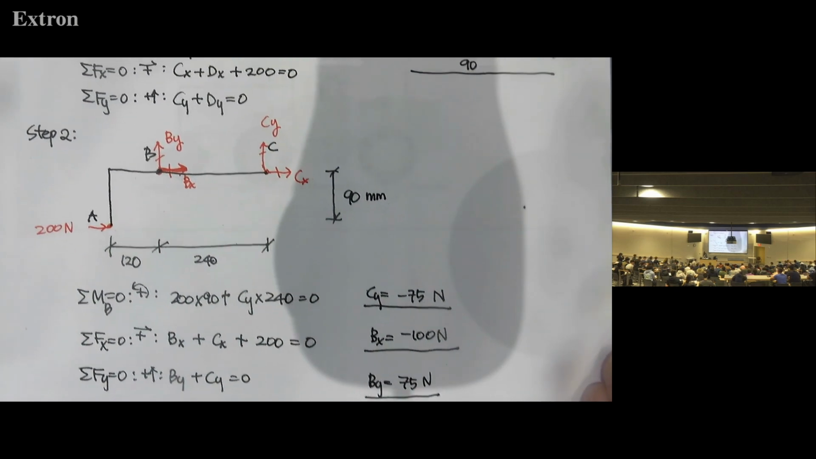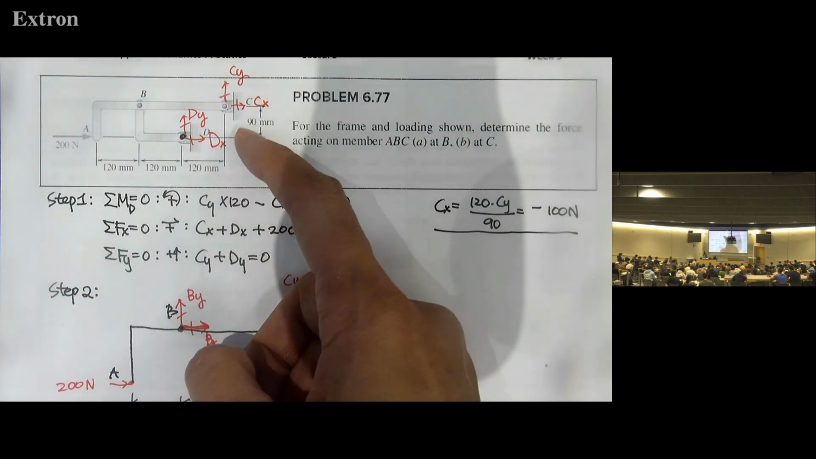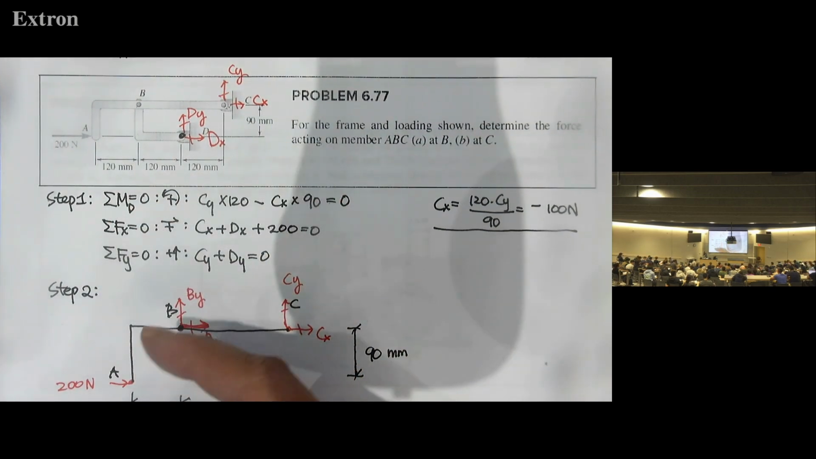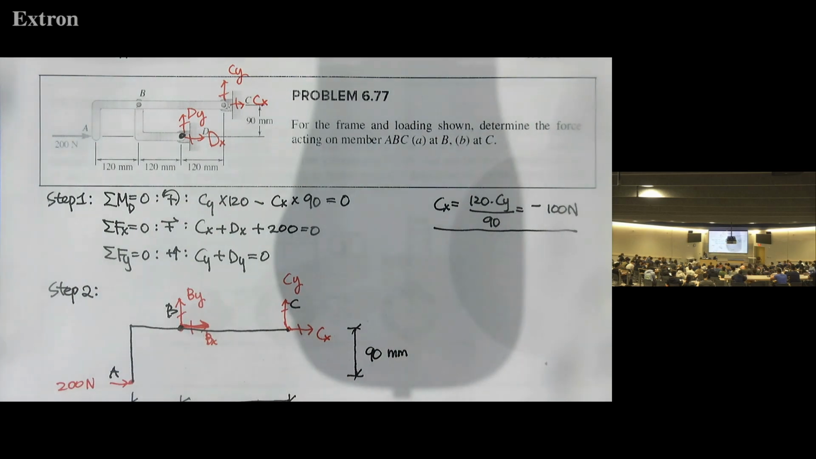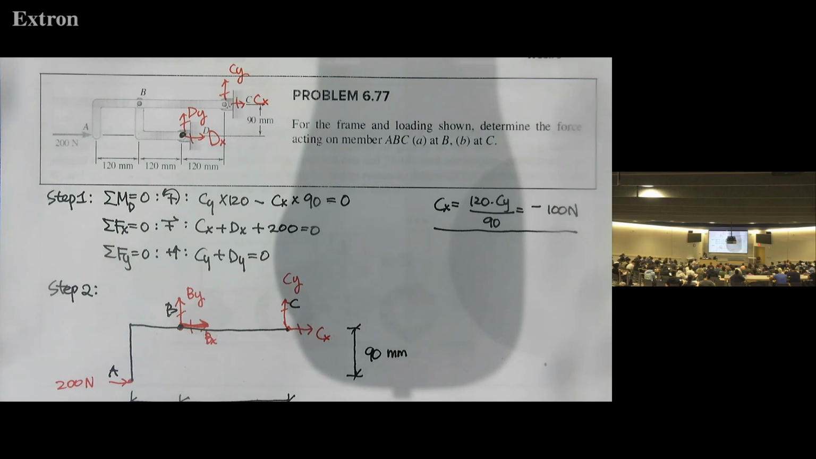So if you see this kind of frame problem, remember to use at least a 2-step procedure, because typically you have more than 3 unknowns for frame analysis. Typically the supports are either hinges or pins, right? Then you need to cut and analyze the local member. Okay. Any questions?